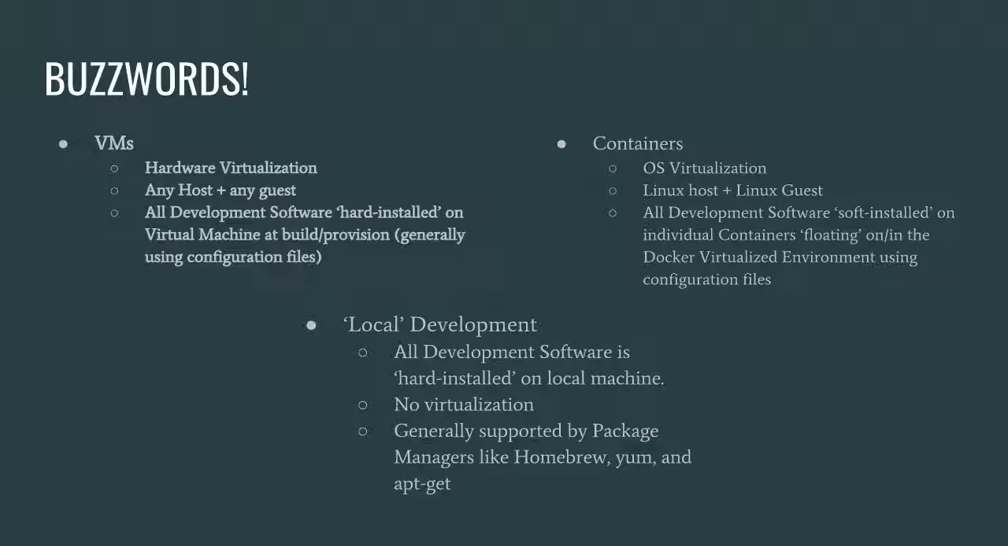Local development, and this is kind of the 3 methods. Local development, where you're not using a VM and you're not using a Docker system. Everything is hard installed on your computer. So if you install the wrong version of Ruby, you need to uninstall it and install the right one. If you install the wrong version of PHP, you have to manually uninstall it and install the right version. So there's no virtualization, but generally you can get support from package managers like Homebrew, Yum, and apt-get.